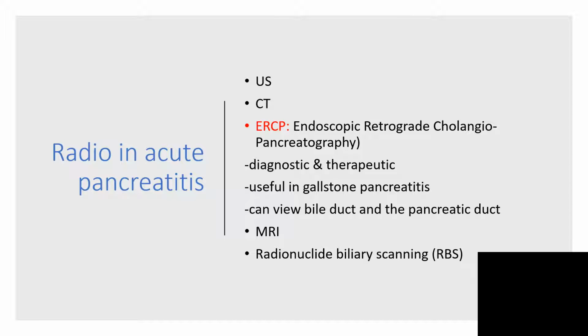This is it. This is a kind of definitive procedure in any insult involving the pancreatic gland. It could be diagnostic and therapeutic at the same time. It's useful in gallstone pancreatitis, and can view the bile duct and pancreatic duct. We can also do magnetic resonance imaging and radionuclide biliary scanning. Not RBS, that is not random blood sugar. To my friends who are done with that, it is radionuclide biliary scanning.